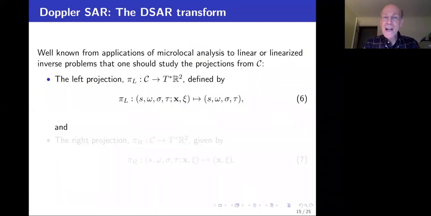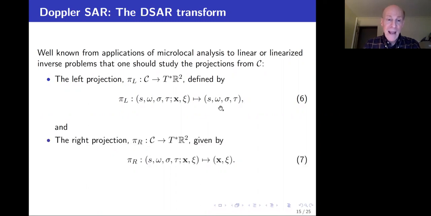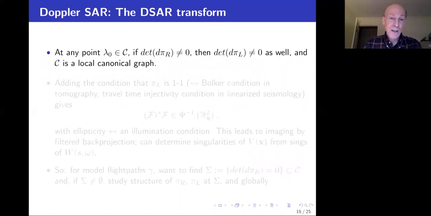Okay, now it's well known from applications of microlocal analysis to integral geometry, to linear and linearized inverse problems, that in order to understand what's going on, one should study the projections from this canonical relation down to the left and to the right. So we have the projection to the left, pi sub L, which sends a point on the canonical relation to s, omega and the dual variables for those two variables, which are sigma dual to s and tau dual to omega. And the projection to the right, which goes down to the cotangent space of R2 for the spatial variable. So that's x, comma xi. So you want to study the structure of these projections.